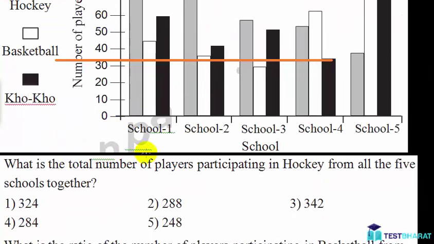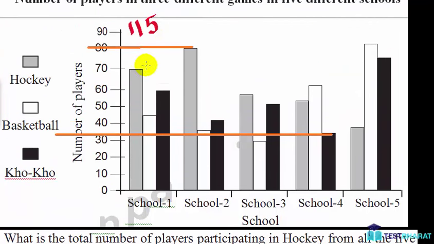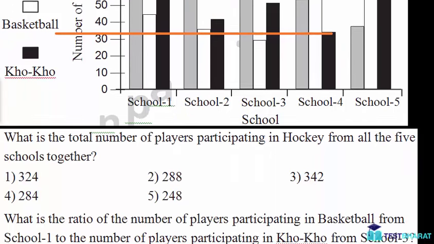So what is the total number of players participating in hockey from all the 5 schools together? So you need to just use the ruler, 70 plus 80, 150, and then just do this for 5 schools and add those up. This is very easy. Let's look at another question.